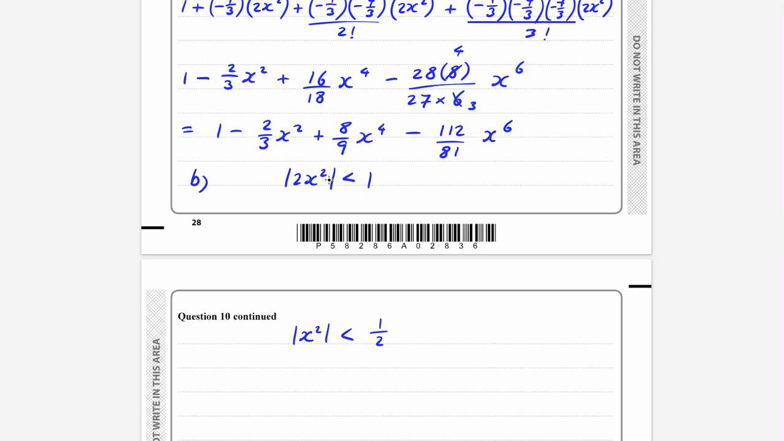I'm going to divide both sides by 2. And the modulus of x squared is less than a half, where the modulus of x is less than root 1 over 2, which is 1 over root 2. So the size of x, if you like, has to be less than 1 over root 2, which means, let's do it over here, x is bigger than negative 1 over root 2 and less than 1 over root 2. Okay, that's part B.